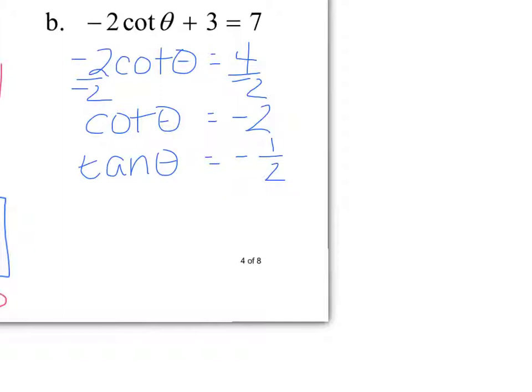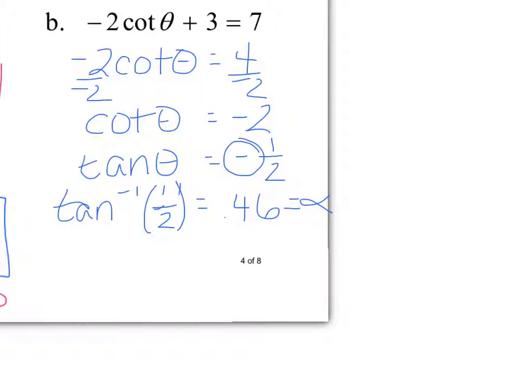We don't necessarily know where tan of theta is negative 1/2 by our special right triangles, so we're going to go through and take the tan inverse of just positive 1/2 just to get our reference angle, and you will get 0.46, and that's our reference angle. So because it's negative, tangent's going to be in quadrant 2 and 4.